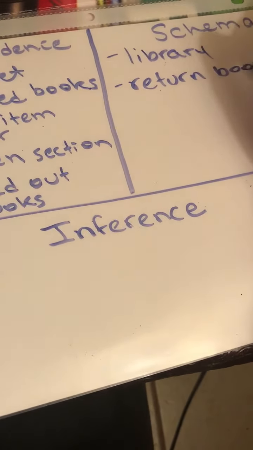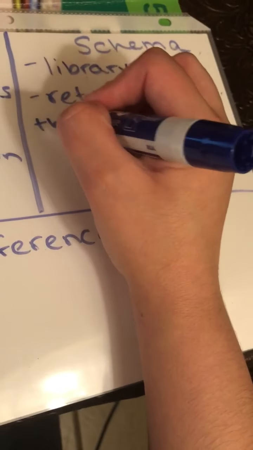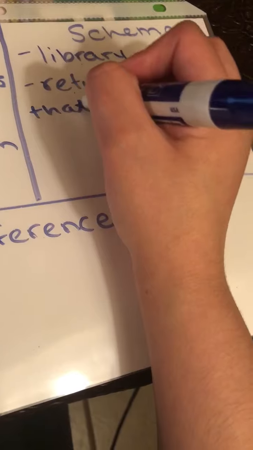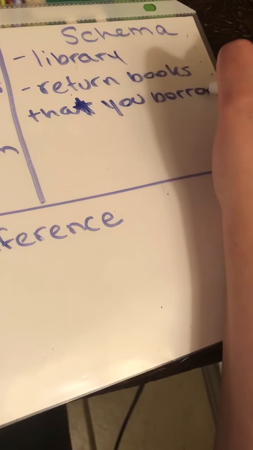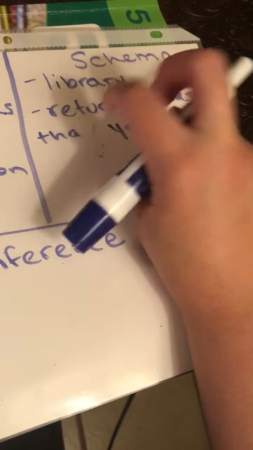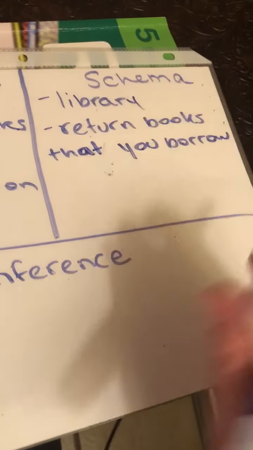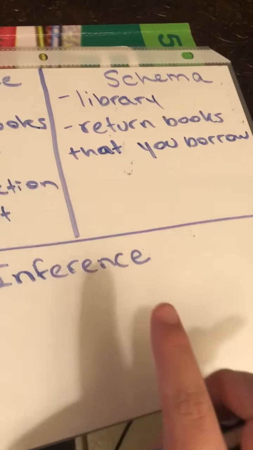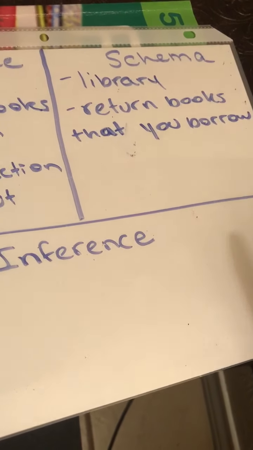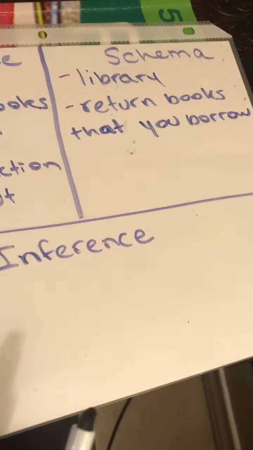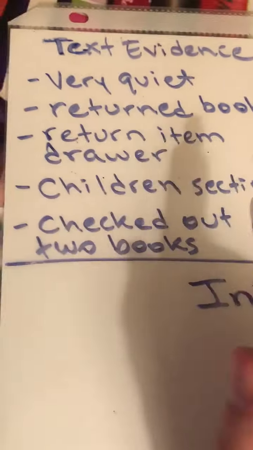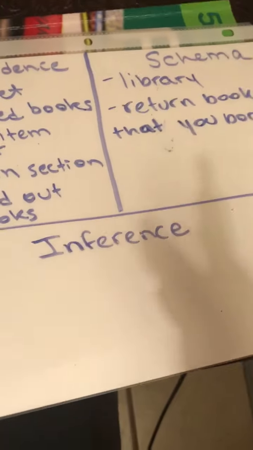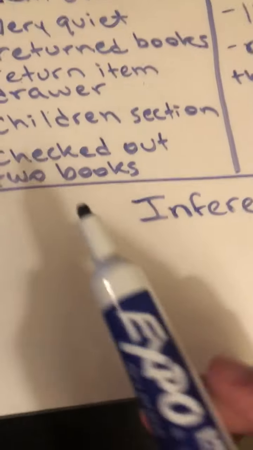Return books that you borrow. Let me fix that. That you borrow, okay? And whenever you go to a library, and what I remember from when I've gone to a library, you don't just bring your books and just set them anywhere. You have to put them in a special place, right? It could be a return item drawer, or you have to put them like in a special box so that the librarian knows you're bringing those books back, okay?